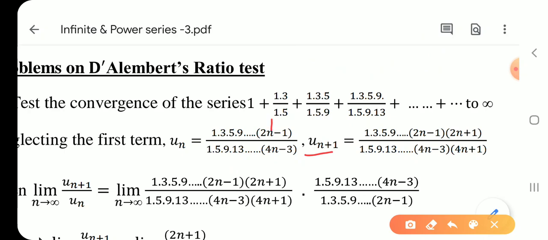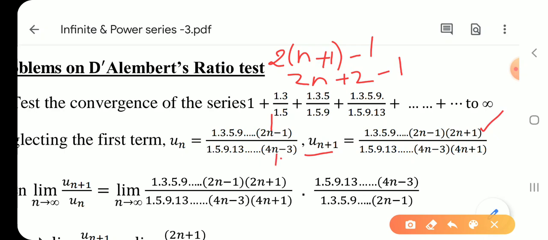Un plus 1 is obtained by putting n plus 1 in the place of n. So in the place of n, if I put n plus 1, it will be 2 into n plus 1 minus 1, that is 2n plus 2 minus 1. When you simplify, you get 2n plus 1. So from here till 2n minus 1 I will write, and one more term, that is 2n plus 1. Similarly in the denominator, if I put n plus 1 in the place of n, it will be 4 into n plus 1 minus 3, which is 4n plus 1.